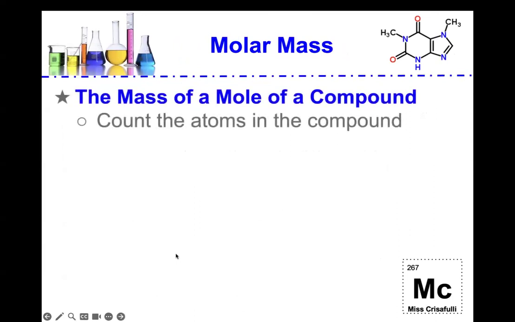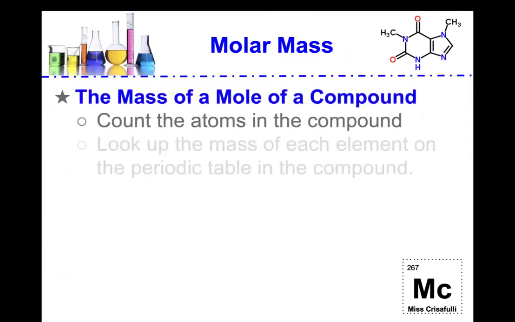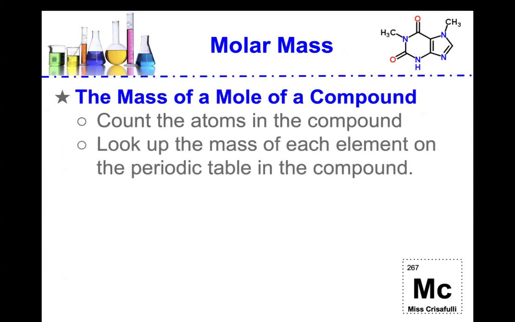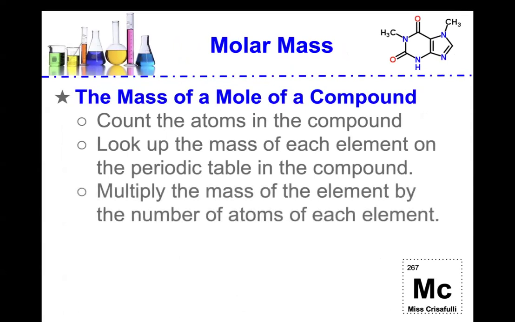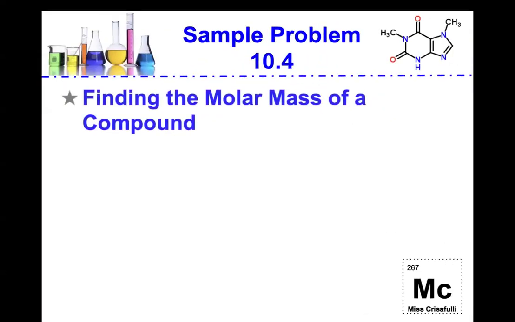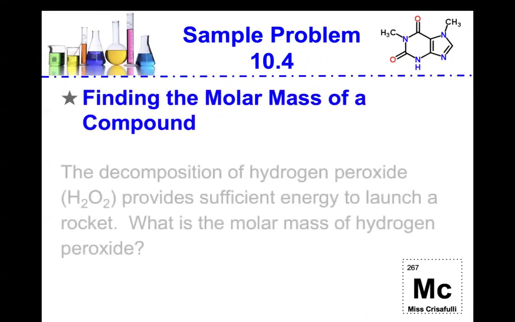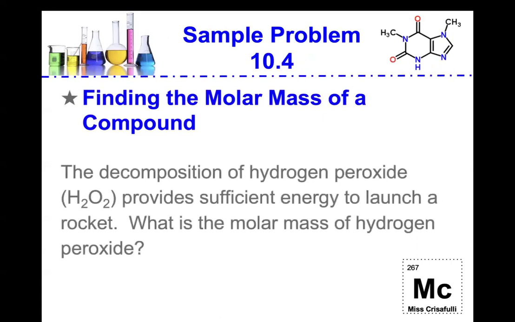So for the mass of a mole of a compound, you count the atoms in the compound, you look up the mass of each element on the periodic table, and then you multiply the mass of the element by the number of atoms of each element and then add up the total mass. So let's find the molar mass of a compound. The decomposition of hydrogen peroxide, H2O2, provides sufficient energy to launch a rocket. What is the molar mass of hydrogen peroxide?